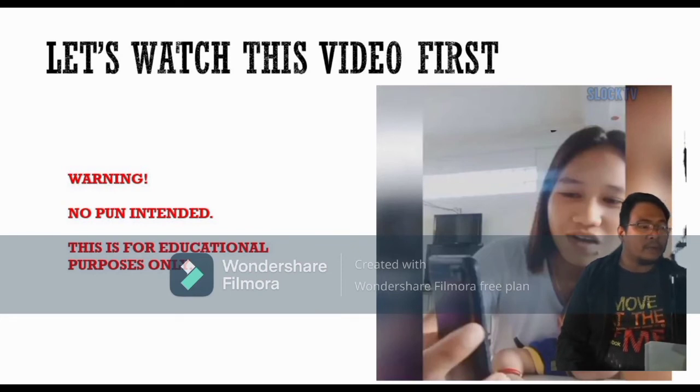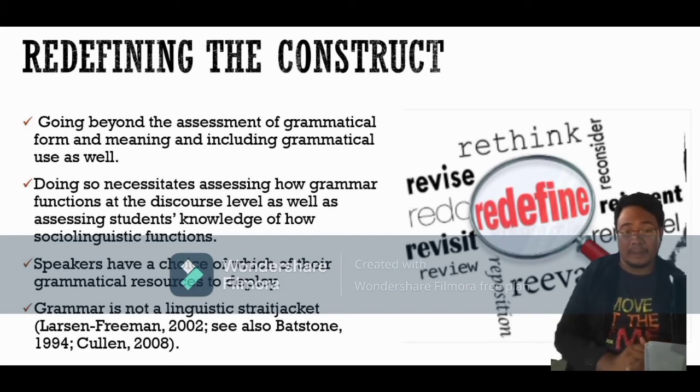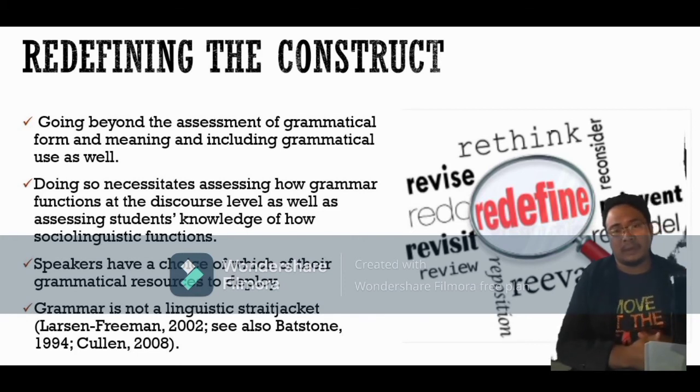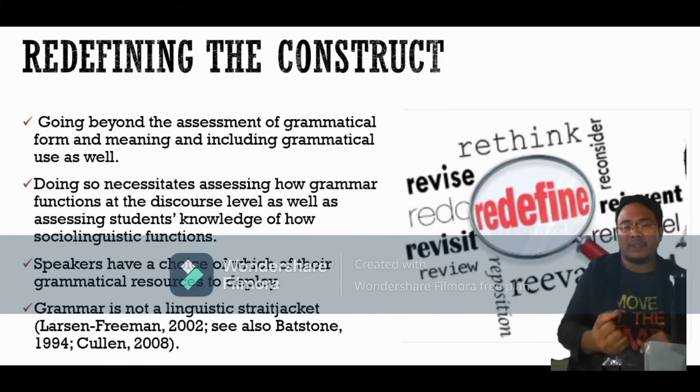Okay, let's start with redefining the construct. Redefining the construct is about going beyond the assessment of grammatical form. So we're not just after the form or the structure, but it should include the meaning and the usage of grammar itself. Going back to the video that we've shown you, could you agree that even if the girl's grammar was so poor, she can still be understood?